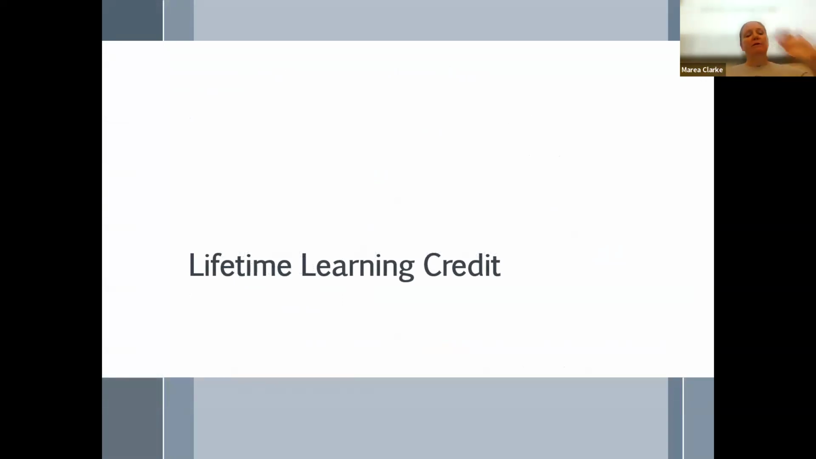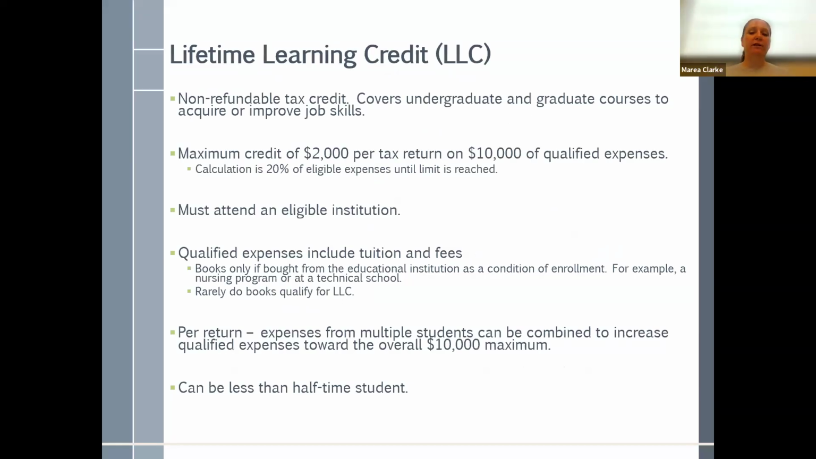All right, that was the American Opportunity Credit. The Lifetime Learning Credit is a non-refundable credit. It is more flexible, but it does not give you cash back and it is not worth quite as much. It covers both undergraduate and graduate courses to acquire or improve job skills. So you do not have to be a degree-seeking student. You can just take classes. The maximum credit is $2,000. It's calculated as 20% of eligible expenses, so 20% of your first $10,000 of qualified expenses.